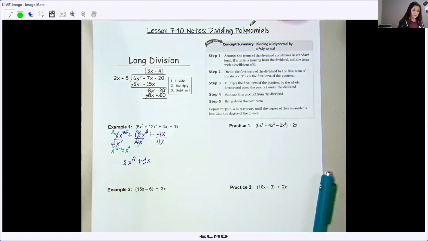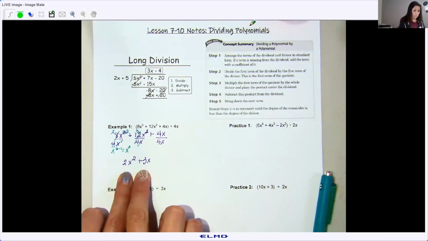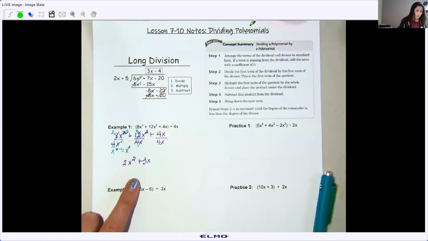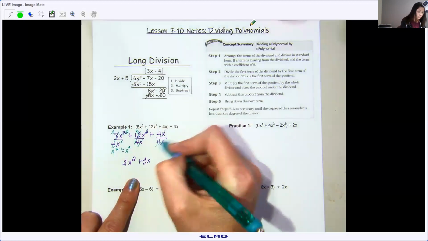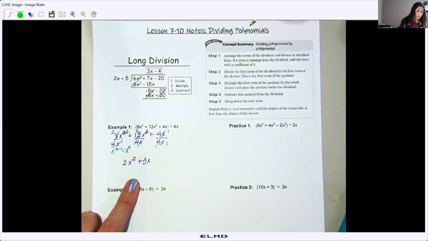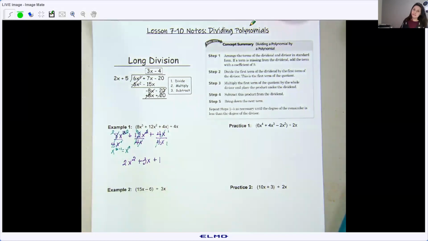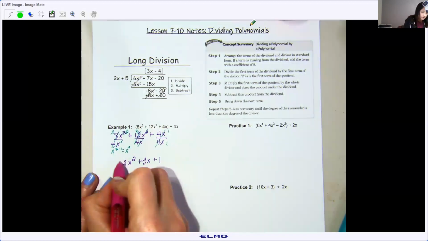Okay, when it comes to this one, it's not going to be nothing. This isn't our final answer. We have 3 terms we're dividing. We have to have 3 terms in our answer. 4x divided by 4x is 1. They cancel out, but the top and the bottom both become 1, so plus 1. And ladies and gentlemen, that is our final answer.